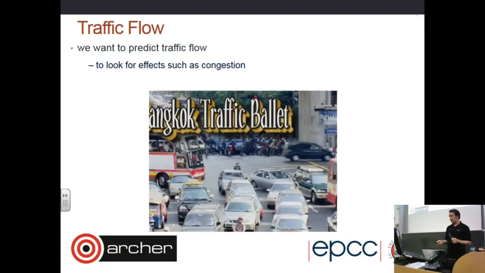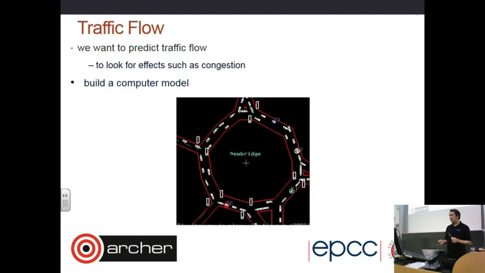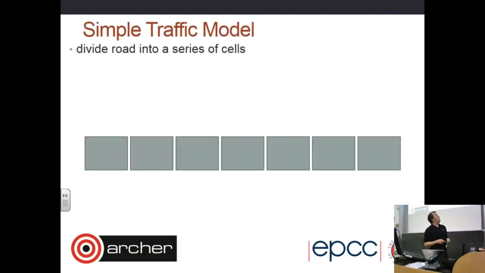Okay, so what we do is we build a computer model. Actually, this is from over 20 years ago. There was a parallel computer simulation written to simulate the Newbridge roundabout, which is a roundabout on the outskirts of Edinburgh. I think what they were trying to do was to optimize the traffic light sequence to improve traffic flow on the Newbridge roundabout. But I'm going to do almost the most simple model you can imagine.